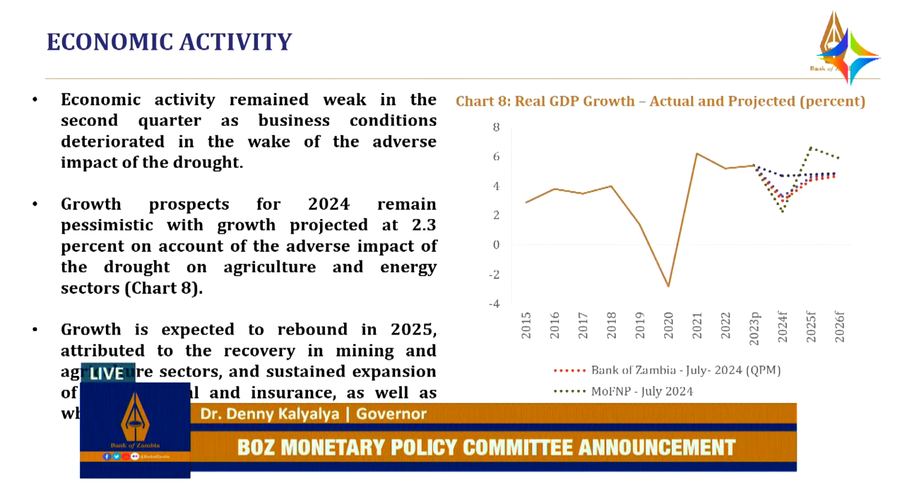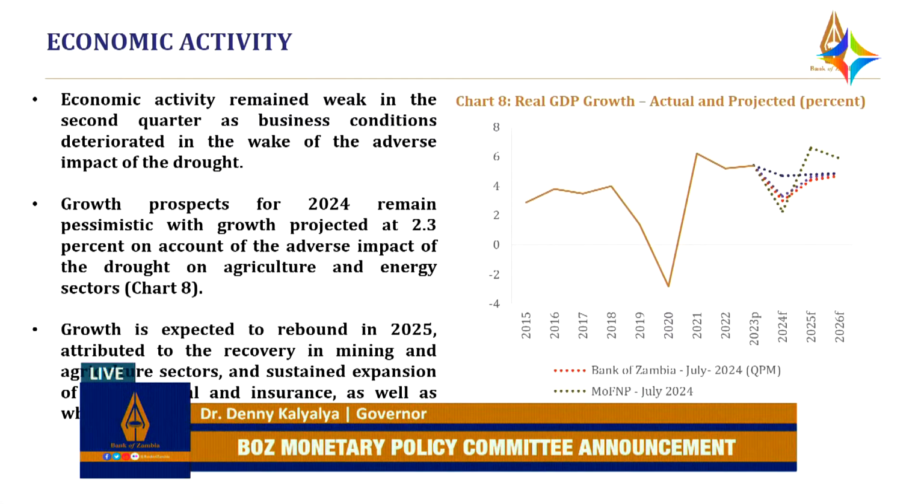Turning to economic activity, as I indicated already, it was weak in the second quarter as business conditions deteriorated in the wake of the adverse impact of the drought. So on the right there, we see the chart which provides the projections for growth. You note that in 2024 particularly, growth has really been downgraded from an earlier projection of, I think, 4.4%. We are now talking of 2.3%. That's a dip which is not sitting well with us, because we need to be growing at higher rates and consistently. But we have to recognize that we have been gripped by a shock which we did not expect, the drought, and the severity of this has been immense in agriculture and energy.